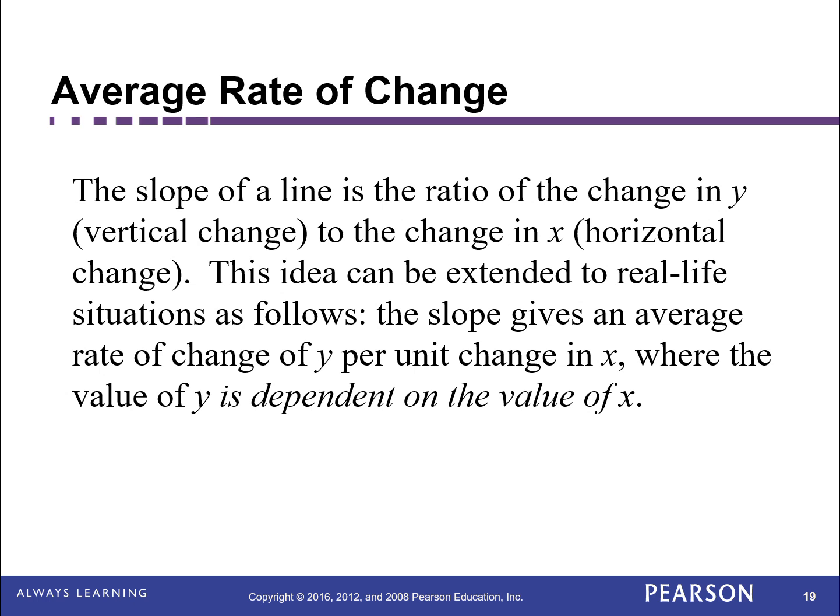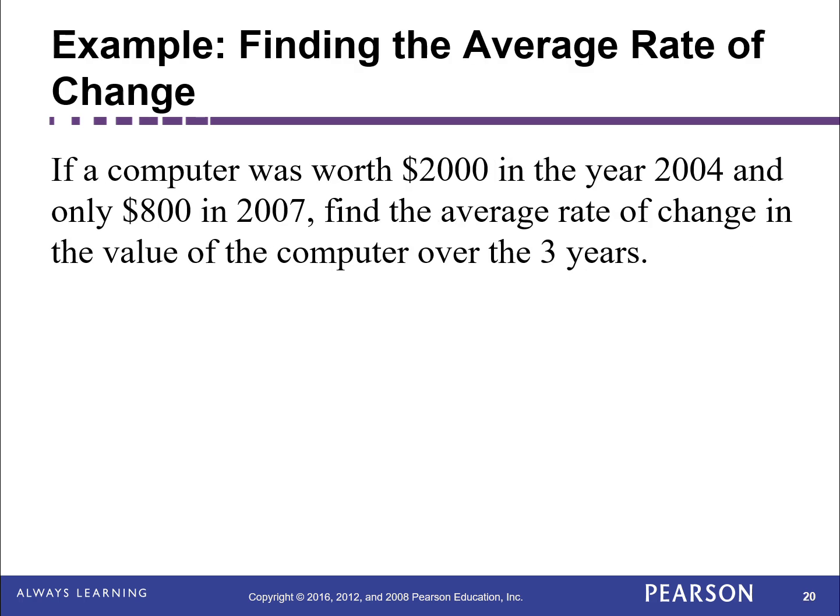The slope of a line is the ratio of change in y, which is your vertical change, to the change in x, the horizontal change. The idea can be extended to real-life situations as follows. The slope gives an average rate of change in y per unit change in x, where the value of y is dependent upon the value of x. So let's look at this example. It says if a computer was worth $2,000 in the year 2004 and only $800 in 2007, find the average rate of change in the value of the computer over the 3 years.